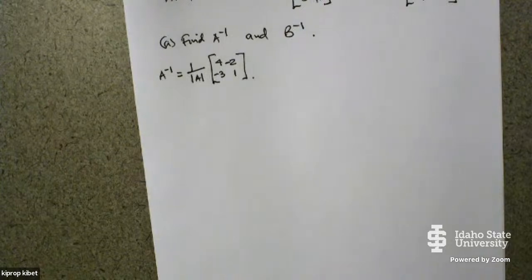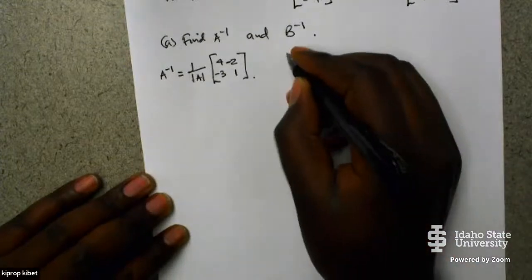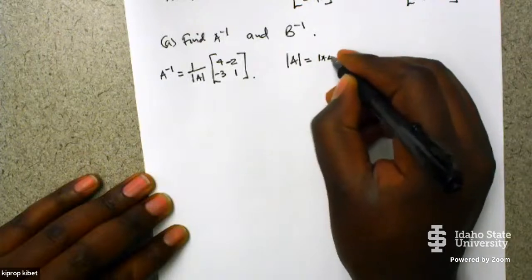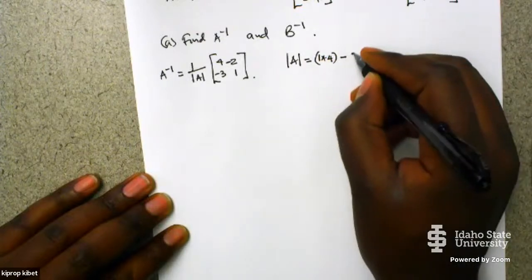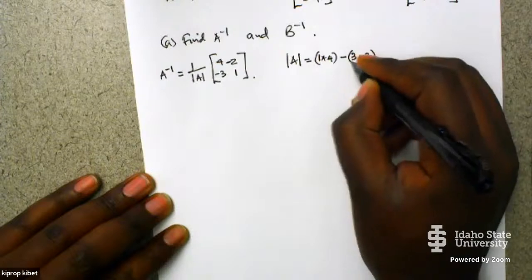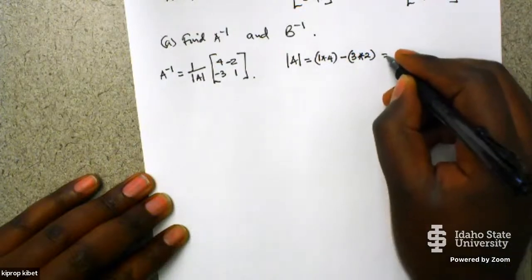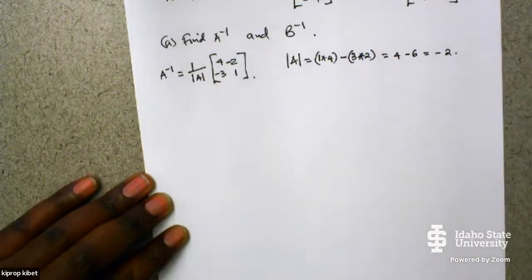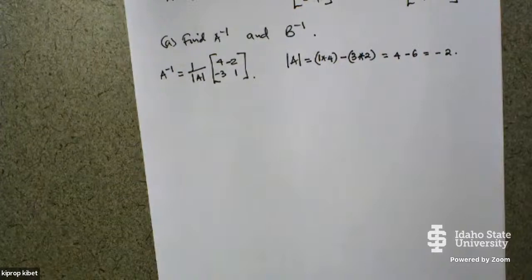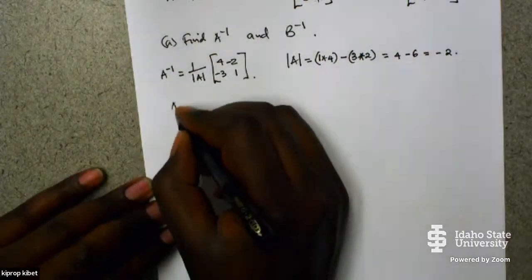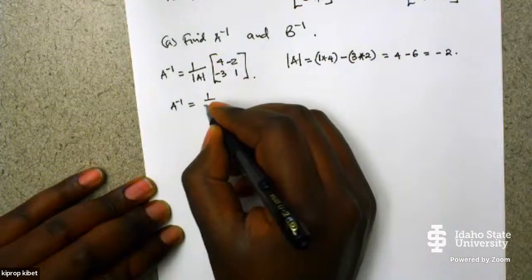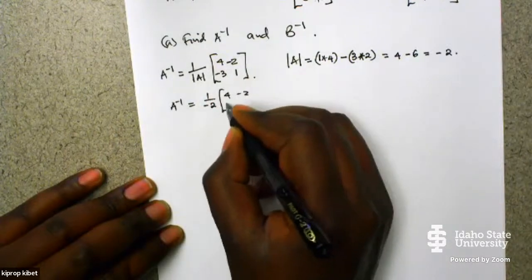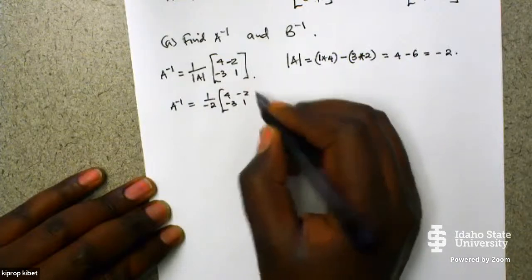So what is the determinant? The determinant of A is 1 multiplied by 4 minus 3 multiplied by 2, which gives us 4 minus 6, which is minus 2. So then our A inverse is equal to 1 over -2, and then [[4, -2], [-3, 1]].